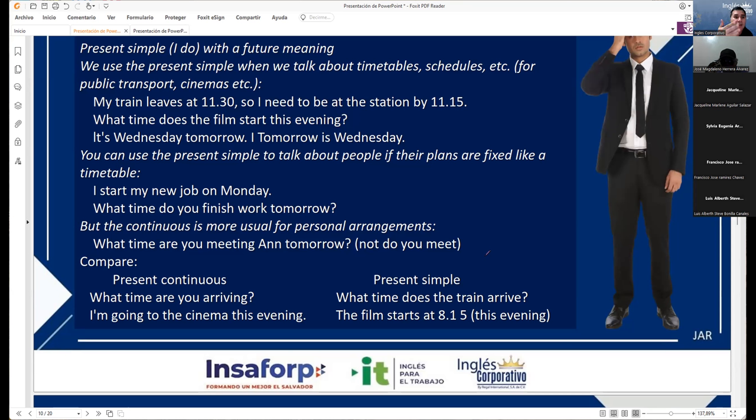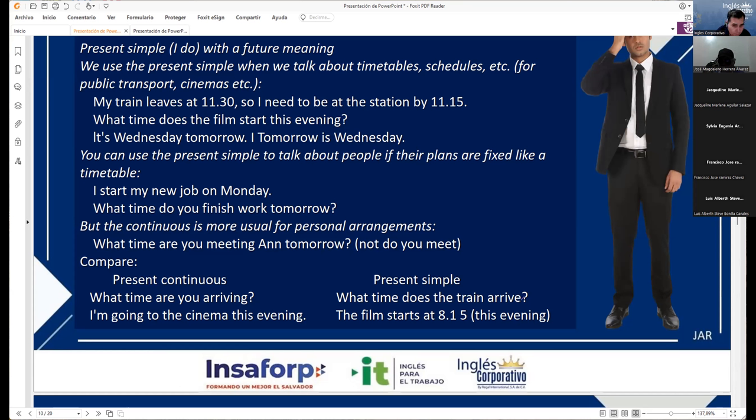¿Qué horario eligió usted para viajar? Porque los horarios están. Usted adapta al que usted necesita. Y así compra el boleto. Entonces él dice, what time are you arriving? What time does the train arrive? El sujeto aquí es you. Entonces progresivo. Aquí el sujeto es train.